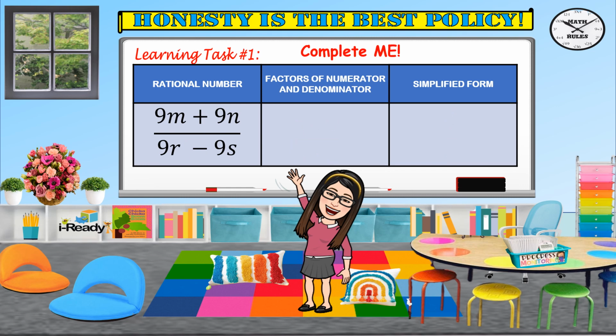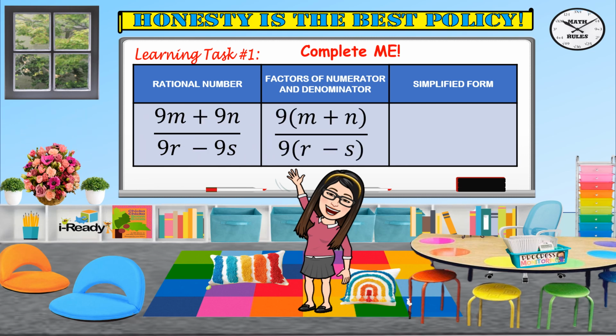How about if we have 9m plus 9n all over 9r minus 9s? Okay, we're going to factor it by common monomial factor CMF. The common factor between 9m plus 9n is 9. And of course, our denominator 9r minus 9s is also 9.